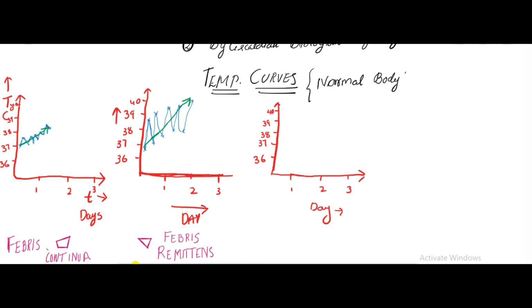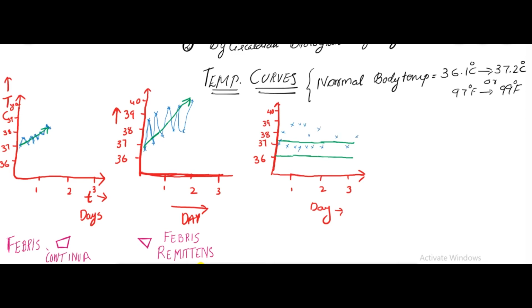The normal body temperature is around 36.1 to 37.2 degrees Celsius, or 97 to 99 degrees Fahrenheit. So we can draw the normal range here. Here I am drawing the fluctuations within a day. You can see the temperature is going back to the normal range. This is known as febris intermittence, which means that temperature is normalized one or several times a day.